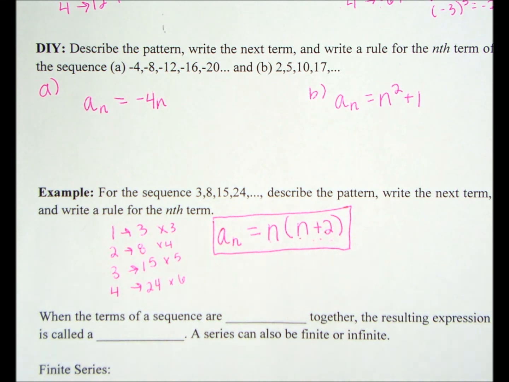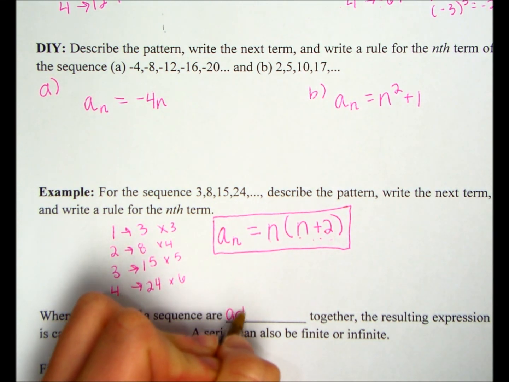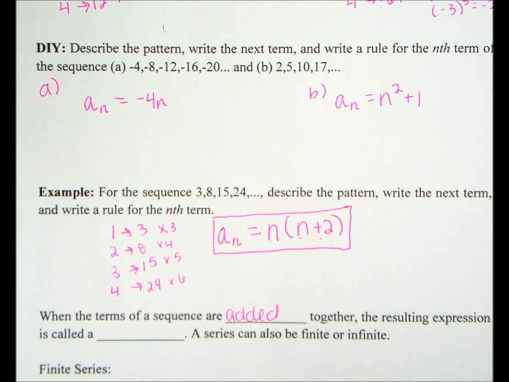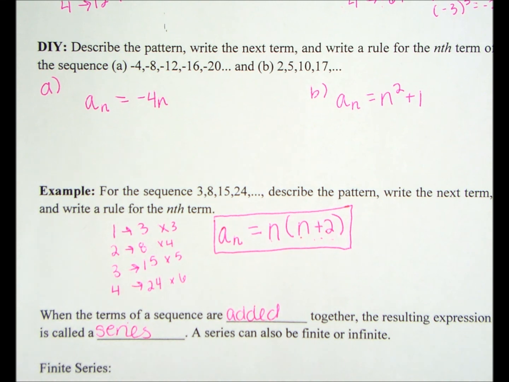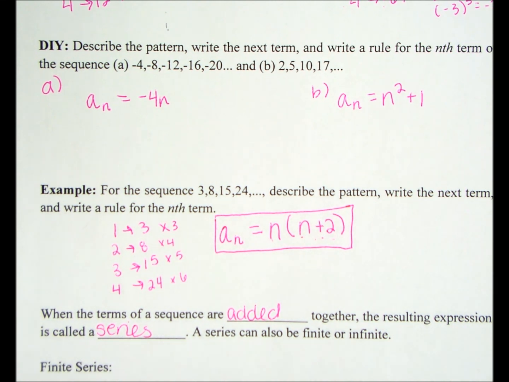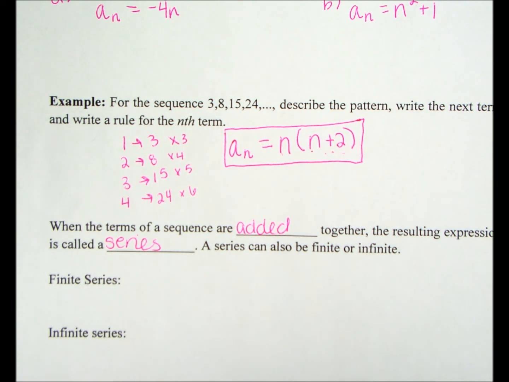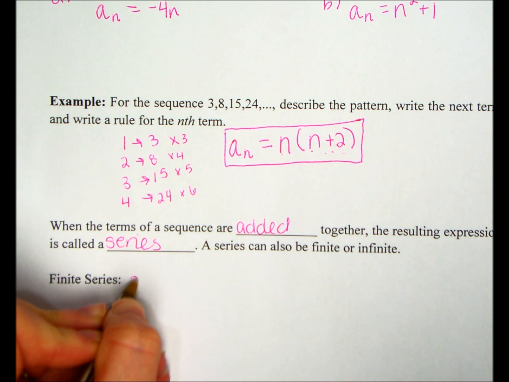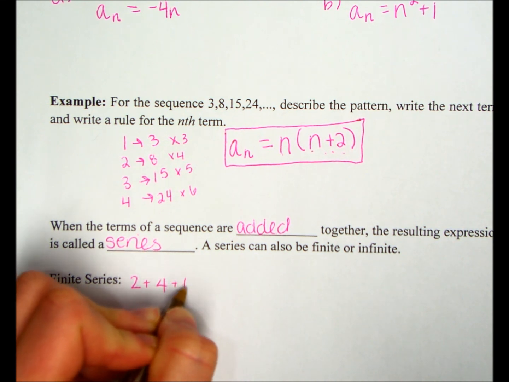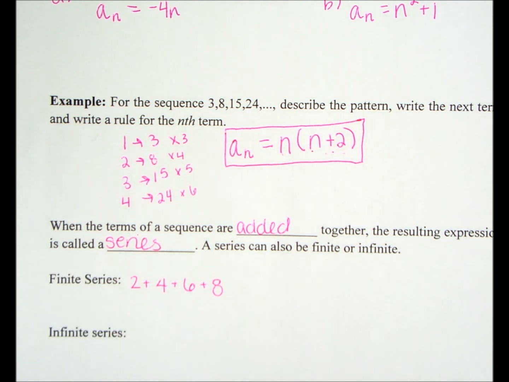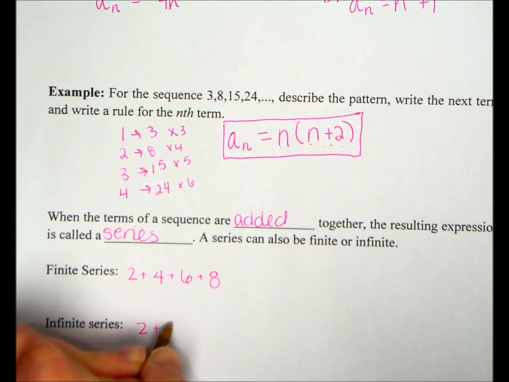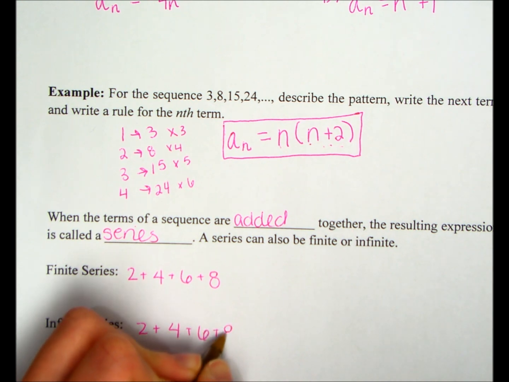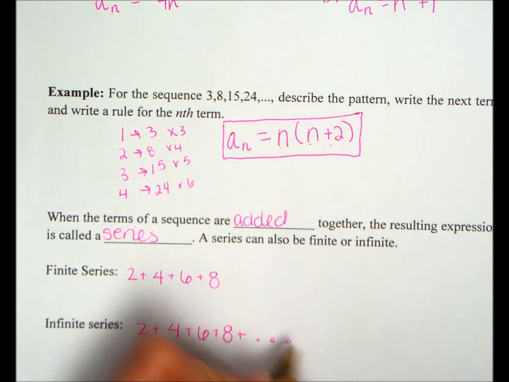So when the terms of a sequence are added together, the resulting expression is called a series. Now, we mentioned what a series was, but we only talked about what a sequence was, but the same rules apply with finite and infinite. So a finite series is a series that ends, and a series is just a list of numbers that are added together. So like 2 plus 4 plus 6 plus 8, it's a finite series. And an infinite series goes on forever. So we can say 2 plus 4 plus 6 plus 8 plus forever and ever.